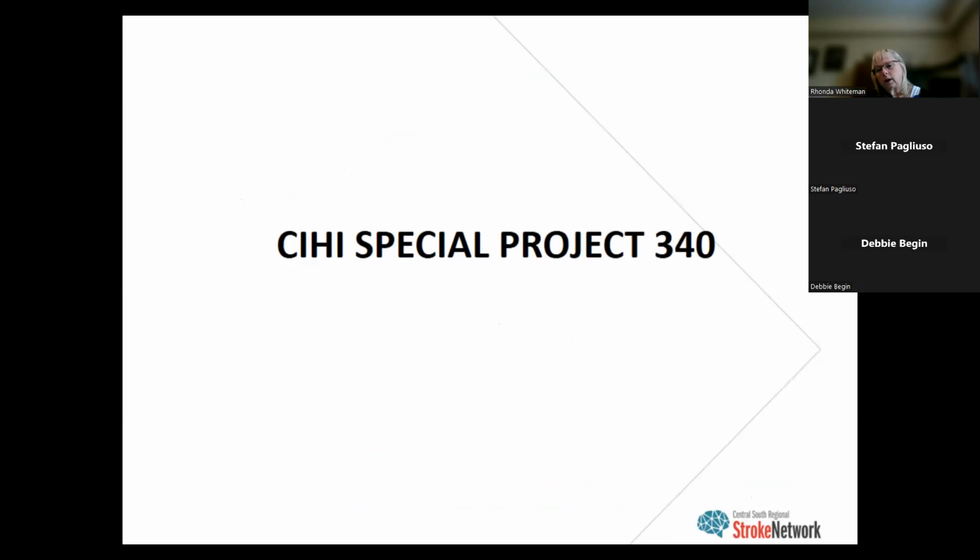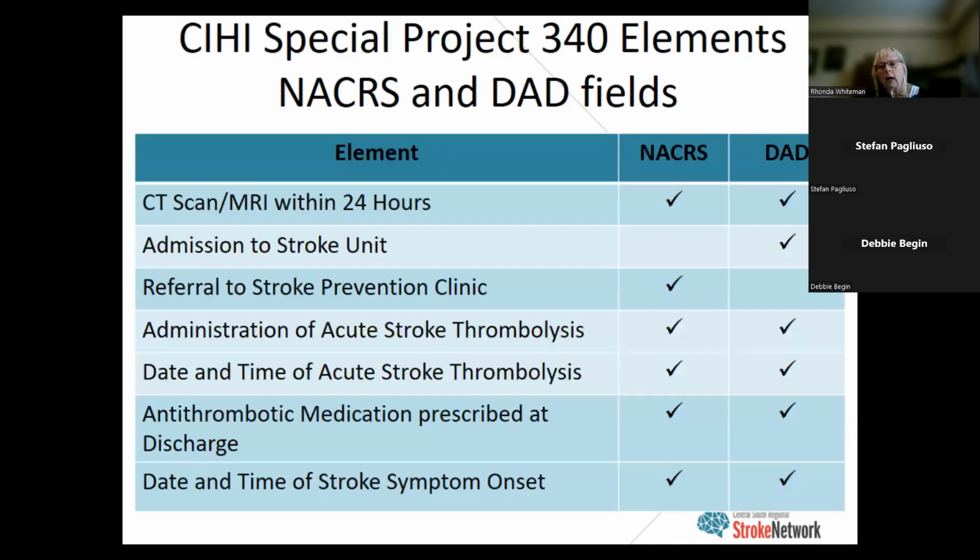So moving on to talking about CHI 340, as we know, CT MRI within 24 hours, date and time of administration of acute stroke thrombolysis, antithrombotic medications at discharge, and date and time of stroke symptom onset are DAD and NACRS fields. Where the difference is, referral to stroke prevention clinic is only a NACRS field because the patient is discharged from the ED. And for those patients admitted, it's admission to stroke unit.